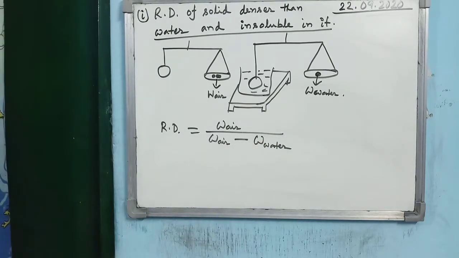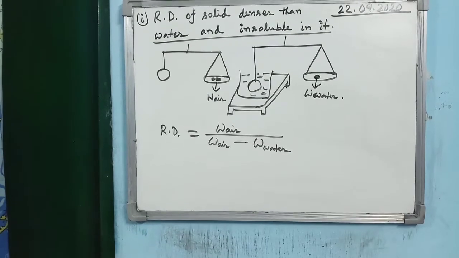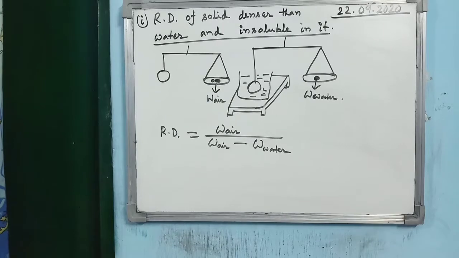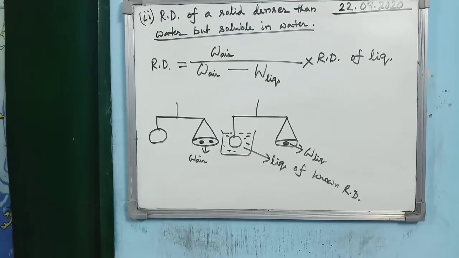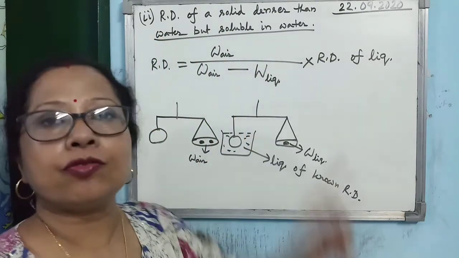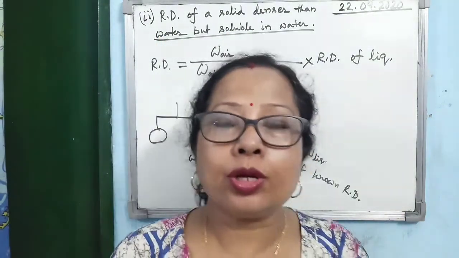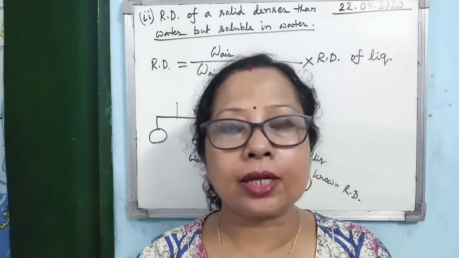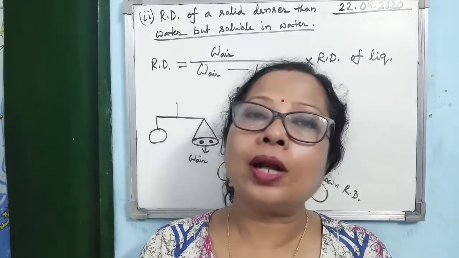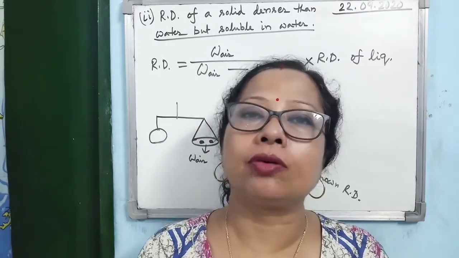So this is a very simple way you can find out the RD of a solid which is denser than water and insoluble in it. Now, how do we find the relative density of a solid which is denser than water but soluble in water? You see, when you put it inside water to get its weight in water, what will happen? It will just get dissolved within the water.